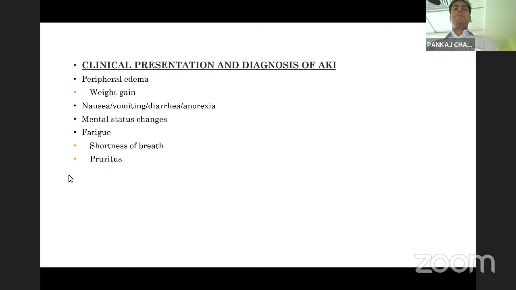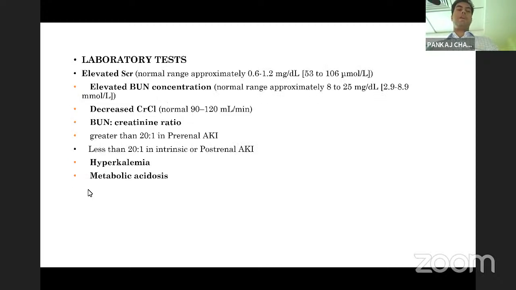Clinical presentation and diagnosis of AKI. Peripheral edema is seen, weight gain may be there, nausea, vomiting, diarrhea, and anorexia might be there. Mental status changes and fatigue, which includes shortness of breath, may be there. Laboratory tests: elevated serum creatinine and elevated blood urea nitrogen, decreased creatinine clearance, and blood urea nitrogen to creatinine ratio is greater than 20:1 in pre-renal and less than 20:1 in intrinsic or post-renal AKI, hyperkalemia, and metabolic acidosis.